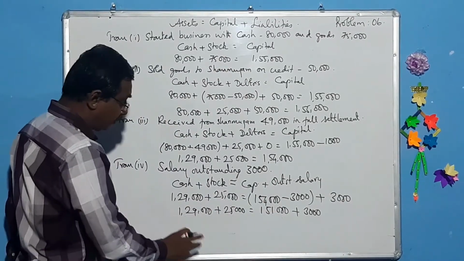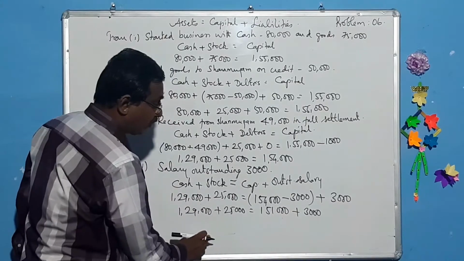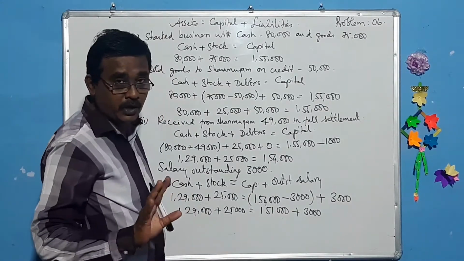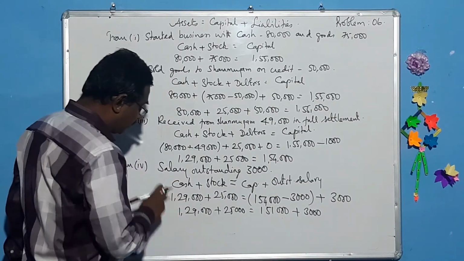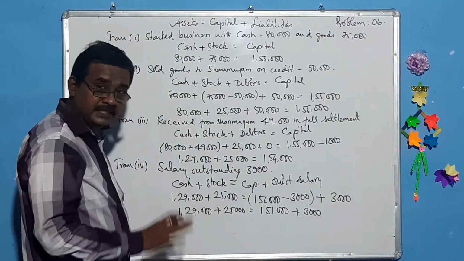Some of them, and you must get. Remember, this total should not be written like this, 1,54,000 is equal to 1 lakh. It should not be written like that. It should be shown like this: this is the equation and this is the amount. So it must be shown in this way.